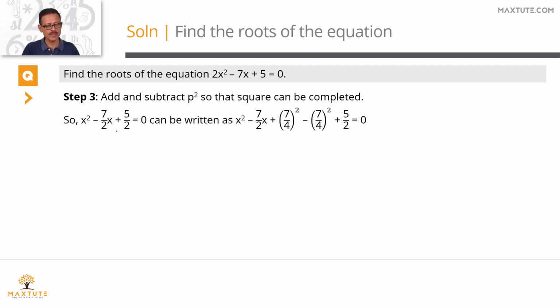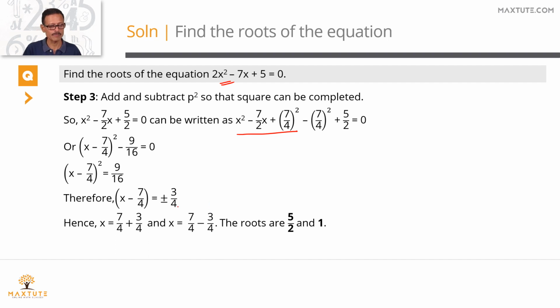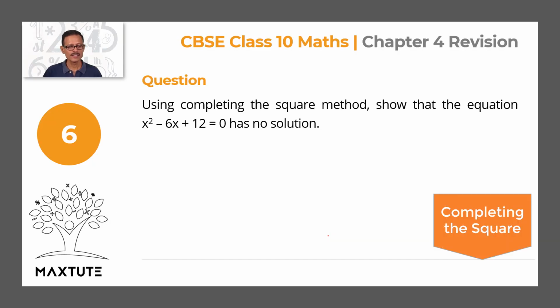So it's essentially going to be x square minus 7x plus 5 by 2 equals 0, which is our modified version of this equation. It is essentially (x minus 7 by 4) the whole square minus (7 by 4) square plus 5 by 2. This minus (7 by 4) whole square plus 5 by 2 is nothing but minus 9 by 16. Take it to the right hand side. Take square root. x minus 7 by 4 is plus or minus 3 by 4. If it is a plus 3 by 4, the answer is 10 by 4, which is equal to 5 by 2. If it's a minus 3 by 4, then it is 4 by 4, which is equal to 1. The roots are 5 by 2 and 1. Let's move on. Using completing the square method, show that this equation has no solution.